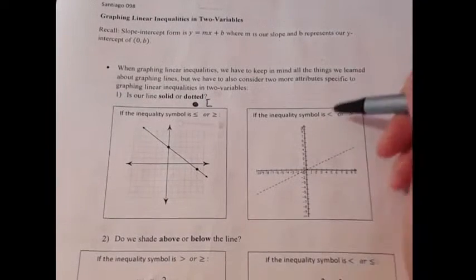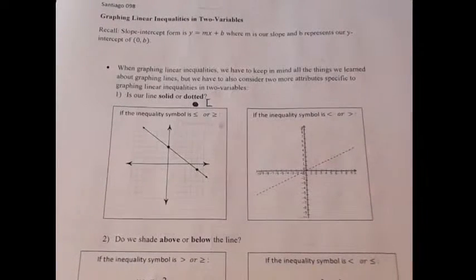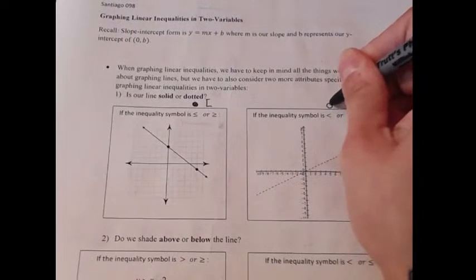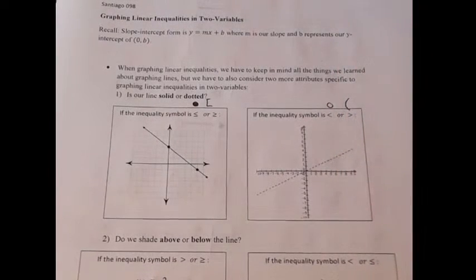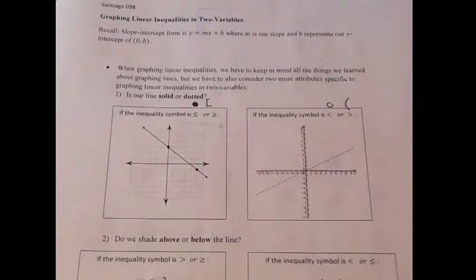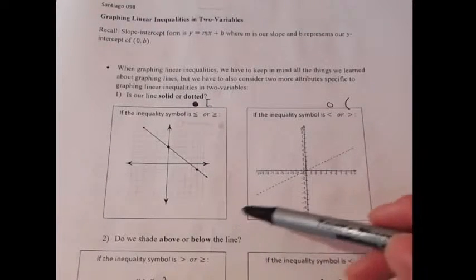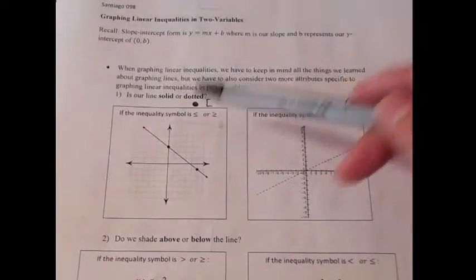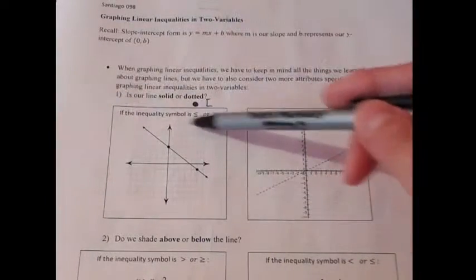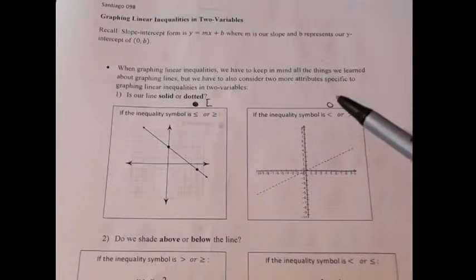When our inequality symbol is less than or greater than, recall that on a number line that would refer to an open circle or a parenthesis. We talked about that as like an open door almost. And when you think of a line being open, I hope you would consider that it implies a dotted line. So less than or equal to, greater than or equal to, that's a solid line. When it's less than or greater than, it's a dotted line. That's something you really have to pay attention to. That's the first of two things you need to pay attention to.